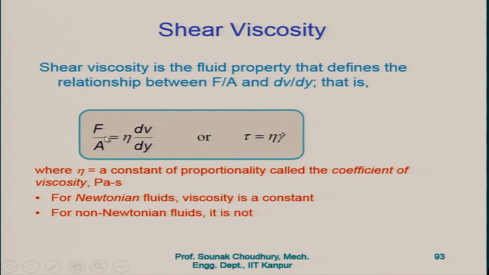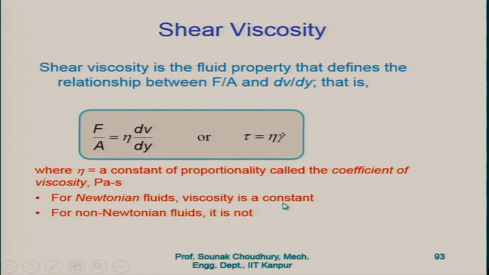So, once again, the shear stress is proportional to the shear rate, and this will therefore be equal to the constant of proportionality, which is the coefficient of viscosity, times dV by dy. dV by dy is the shear rate. For Newtonian fluids, viscosity is a constant.